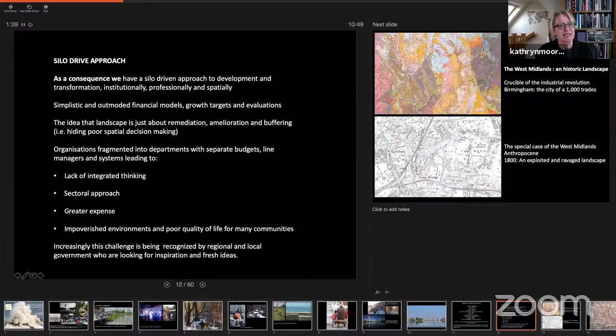It leads to a silo-driven approach to development and to transformation, institutionally, professionally, and spatially. It also leads to very simplistic and outmoded financial models, growth targets and evaluations. Organisations are fragmented into departments with different budget lines, line managers and systems, which leads to a lack of integrated thinking, a sectoral approach, greater expense, and actually impoverished environments and poor quality of life for many communities.